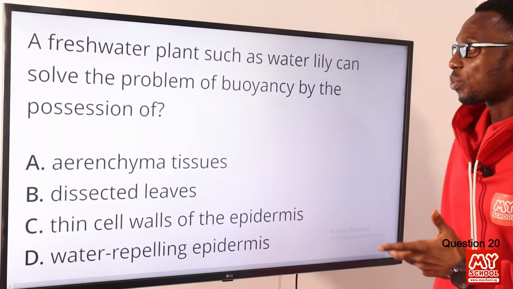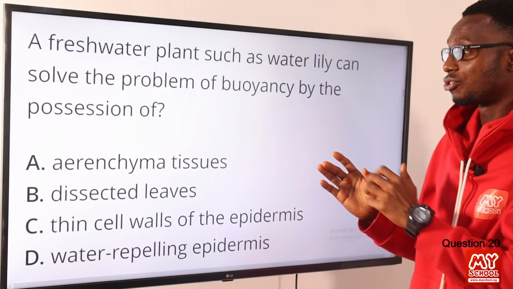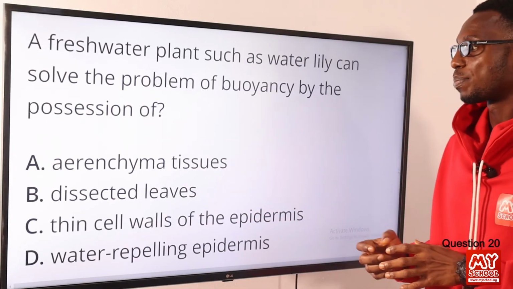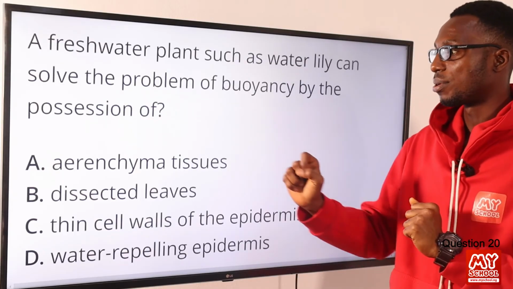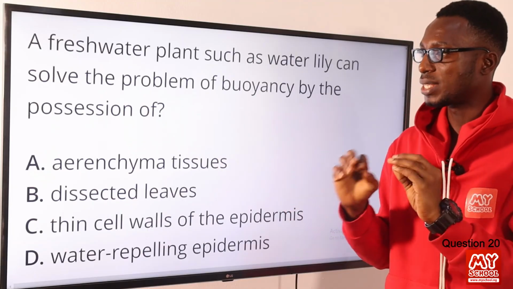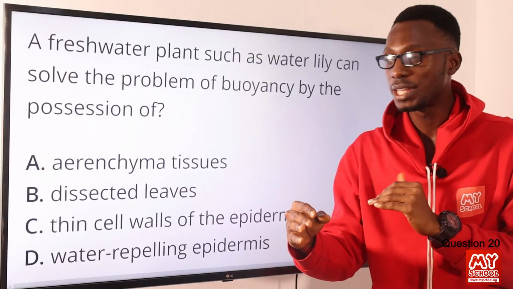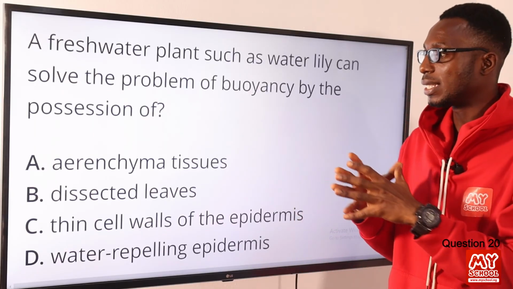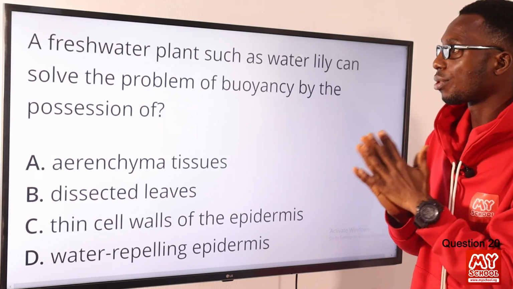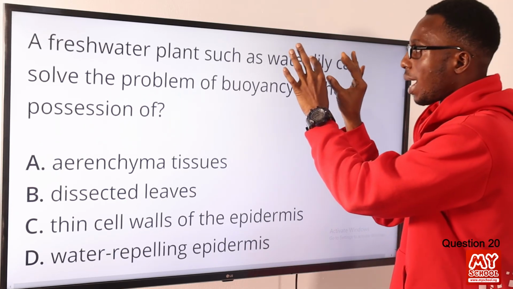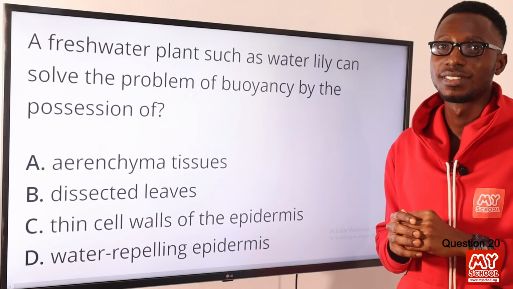20. A freshwater plant such as water lily can solve the problem of buoyancy by the possession of parenchymal tissues. These are responsible for buoyancy and flotation in hydrophytes. They are well supplied with air spaces, air chambers. Gaseous exchange can take place from there, and it uses the same avenue to provide buoyancy and flotation to such hydrophytes like water lily. So the correct option is option A, the parenchymal tissues.